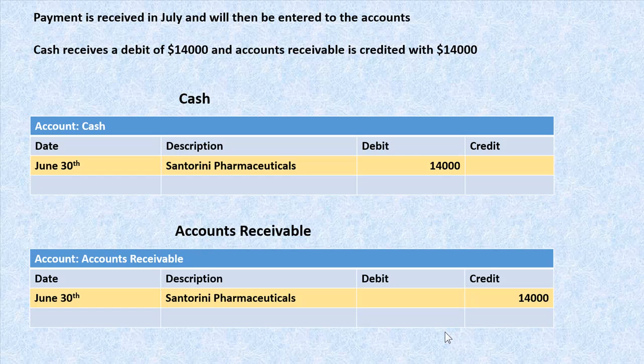Now, how do we record the payment when it's received? Well, that's fairly straightforward. The payment received in July would be entered into the account by debiting cash with $14,000, and of course accounts receivable would be credited with the $14,000.